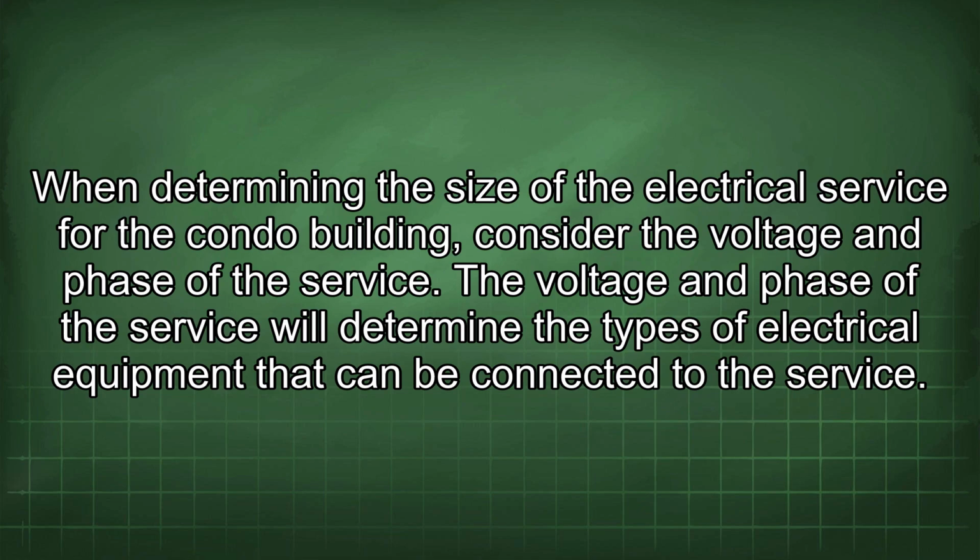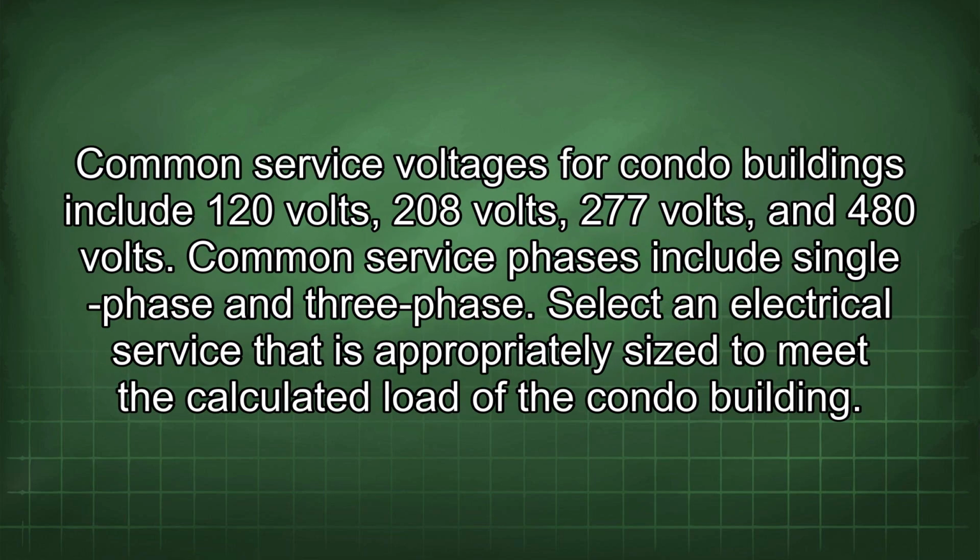When determining the size of the electrical service for the condo building, consider the voltage and phase of the service. The voltage and phase of the service will determine the types of electrical equipment that can be connected to the service. Common service voltages for condo buildings include 120 volts, 208 volts, 277 volts, and 480 volts. Common service phases include single-phase and three-phase.